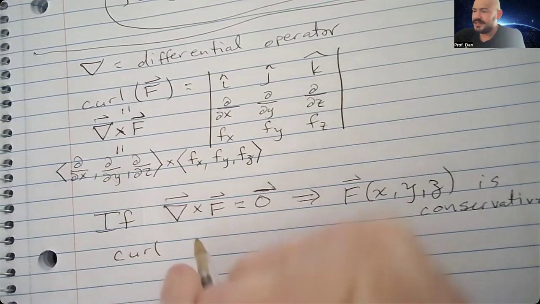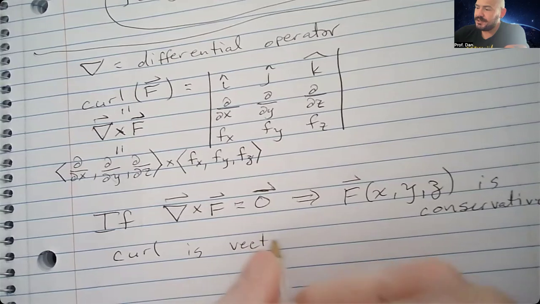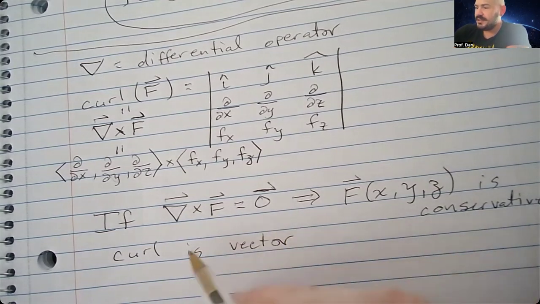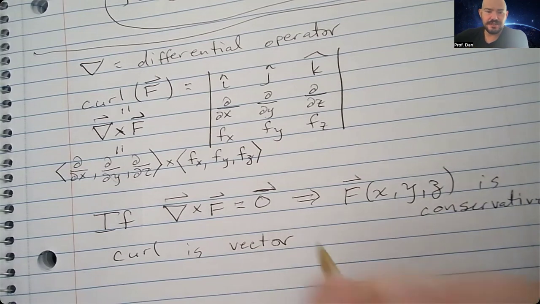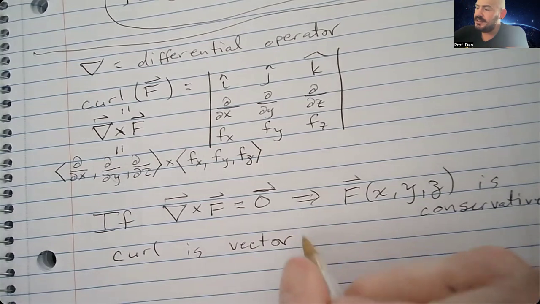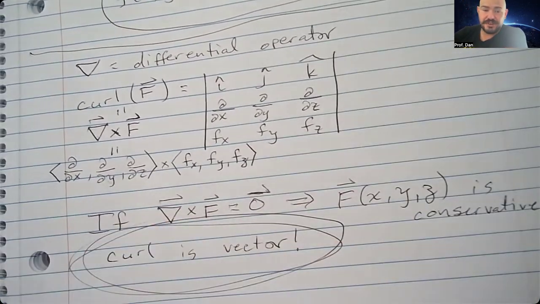So in your notes, I do want you to write, and I want you to make it attention grabbing and crazy colors, things that will make the conservative vector fields look at you in disappointment. I want you to write out that curl is a vector. Curl is a vector. It's a cross product, so it is a vector.